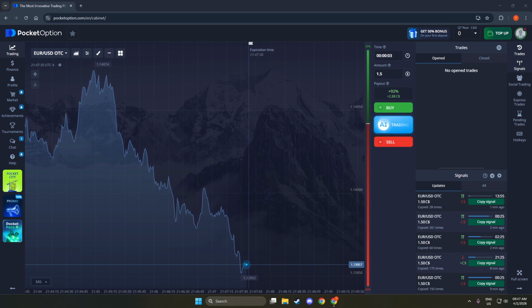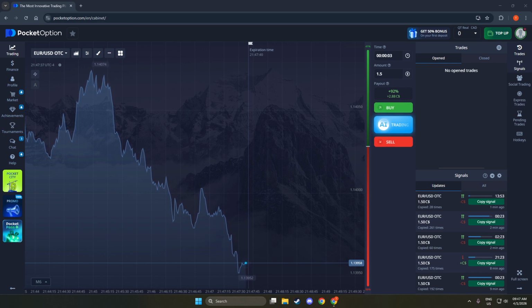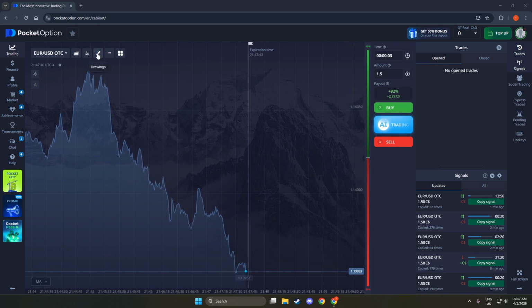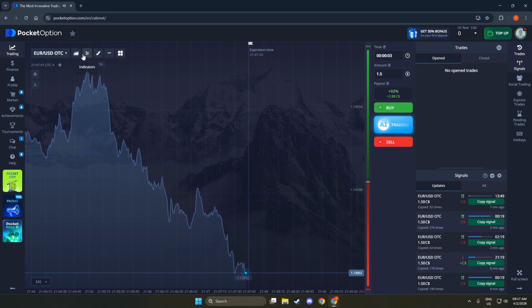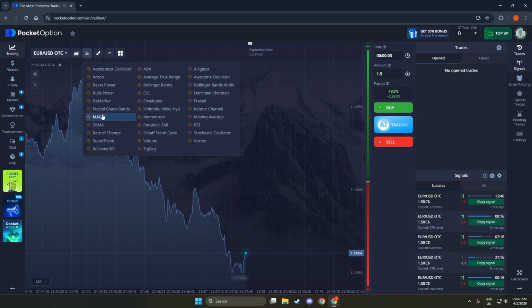First, get your chart open on Pocket Option so you can see live price movement. With the chart visible, open the Indicators menu and select MACD. As soon as you add it, you'll notice two lines and a set of bars, called the histogram, appear in a panel below your price chart. That's the MACD at work.